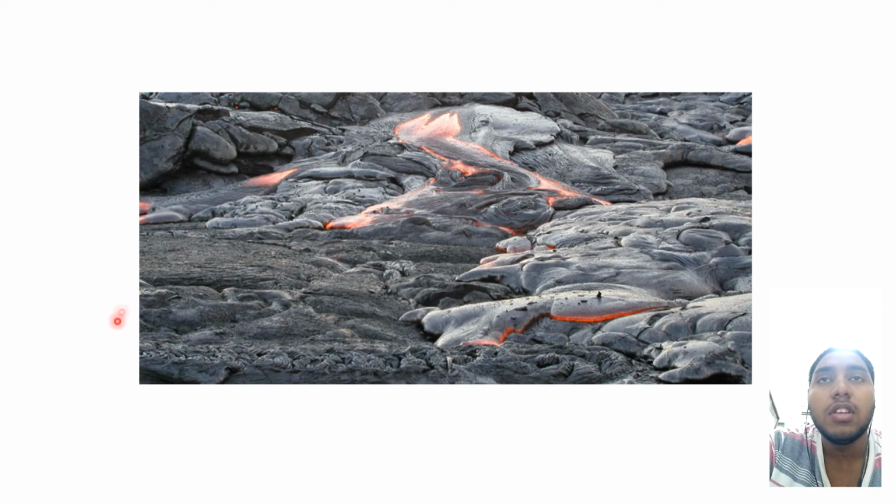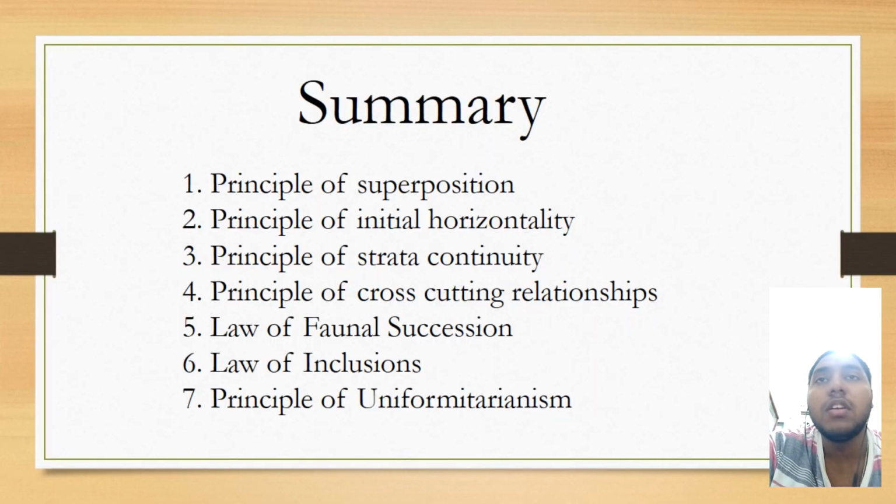So that's all from me and my team. This is the summary of what you have learned: the principle of superposition, principle of original horizontality, principle of strata continuity, principle of cross-cutting relationships, the law of faunal succession, the law of inclusion, and the principle of uniformitarianism.